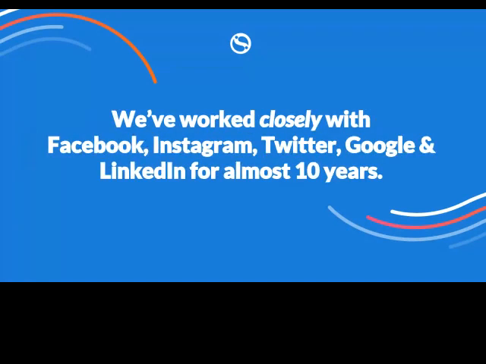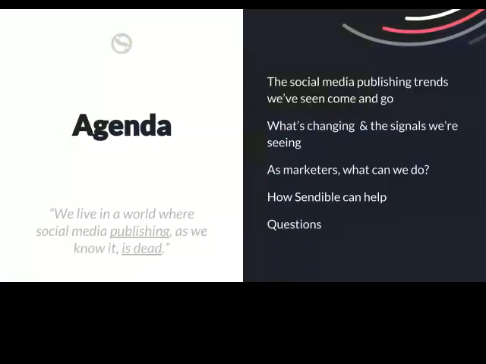So as I said, we've seen inside 1 million social profiles from our customers. We've also worked really closely with Facebook, Instagram, Twitter, Google, and LinkedIn for almost 10 years. So we have a lot of visibility into what the various platforms are doing, what their roadmaps look like in some cases, and we're able to obviously share some insights into what's happening on social media. So today I'm going to show you some of the social media publishing trends we've seen come and go, what's changing and the signals we're seeing, what we can do as marketers, and how Sendible can help. And then we'll obviously take any questions at the end of the webinar.